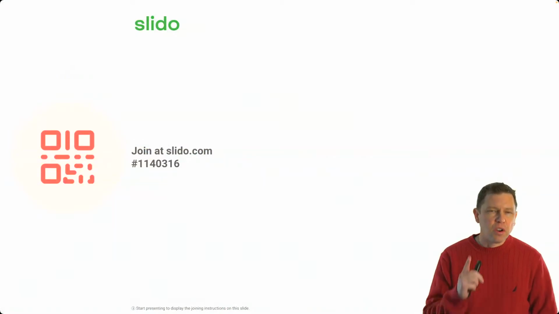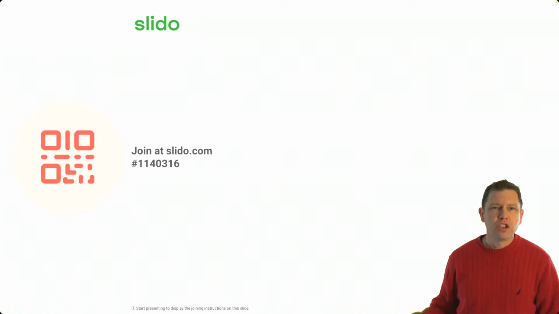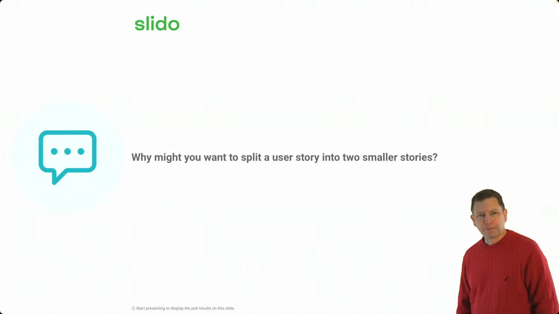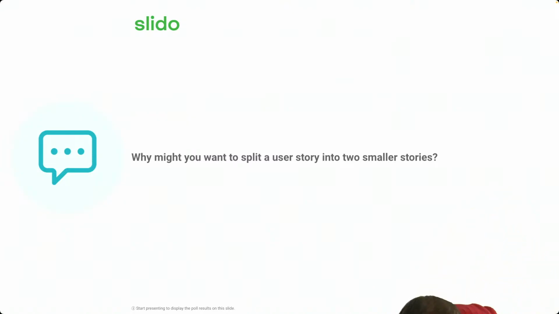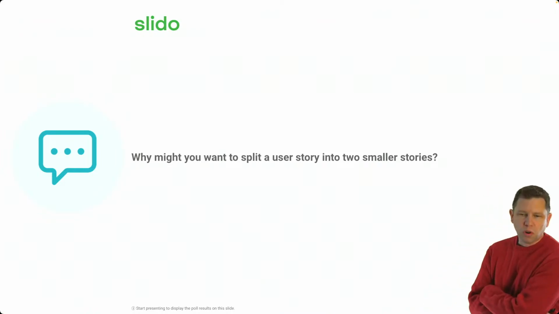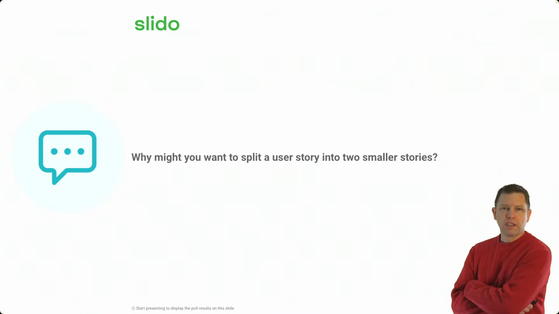Okay, Slido. Go to that link if you don't have it. It should pop up, but you can also type in that number, because we'll be using that as we go today. And here is a question for you. I'm going to mute everybody just to make sure nothing happens that people don't expect, because sometimes that can be embarrassing. There we go. Okay, so why might you want to split a user story into two smaller stories?